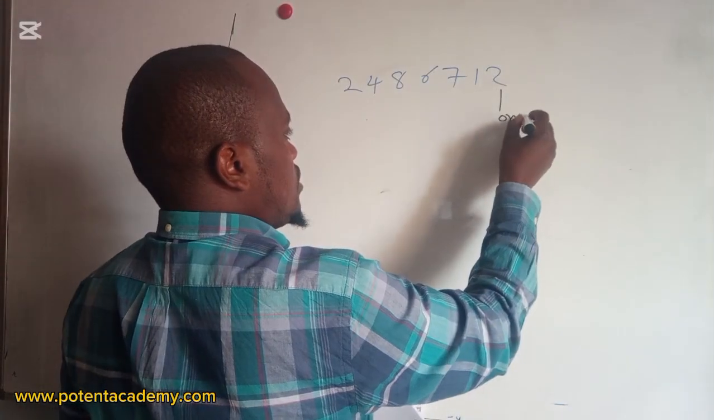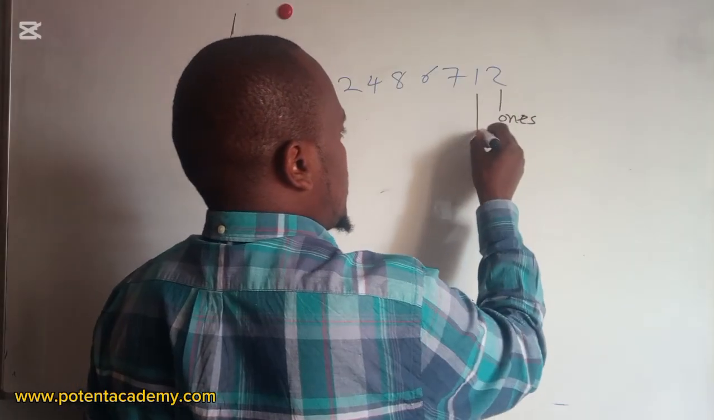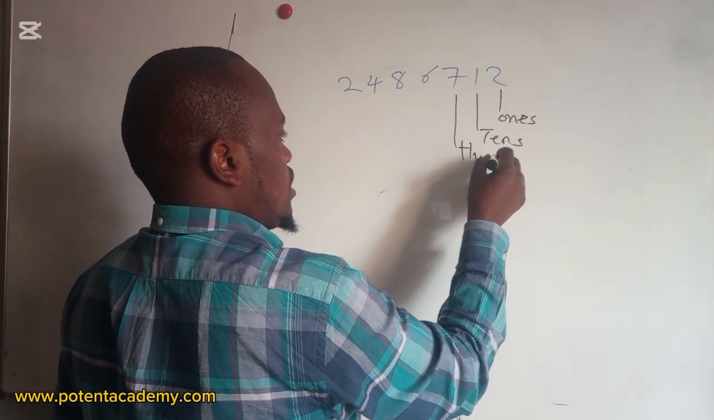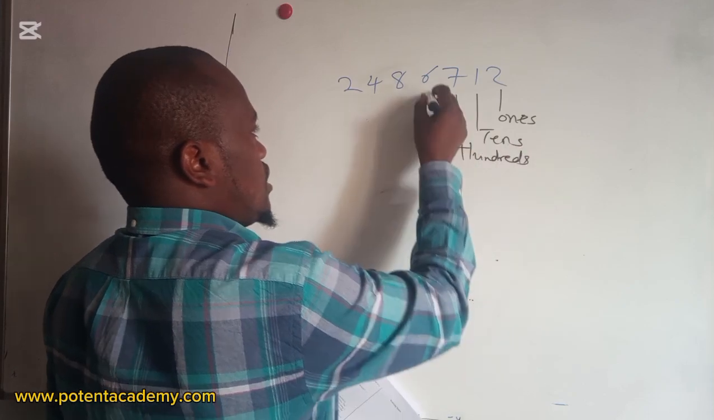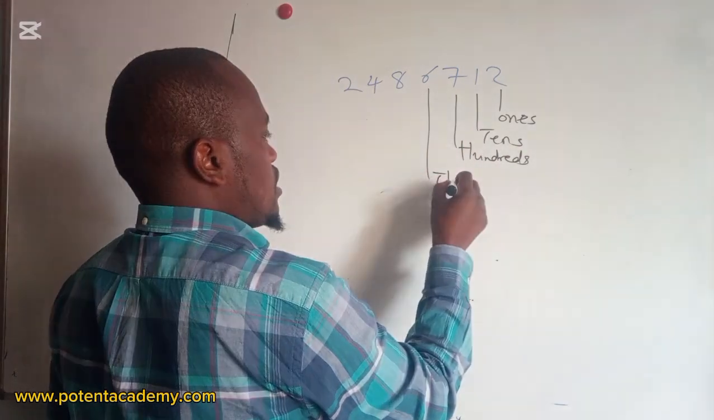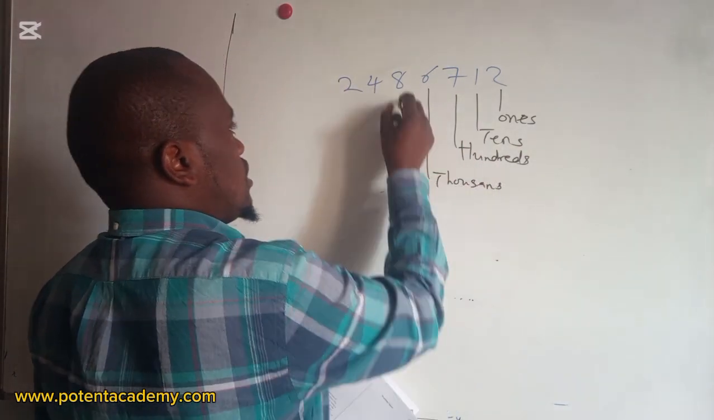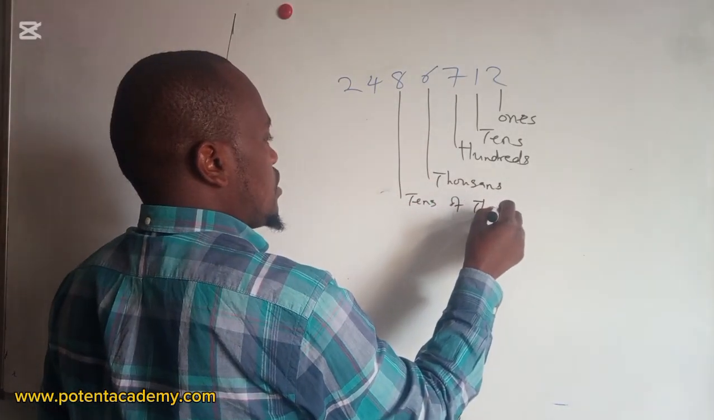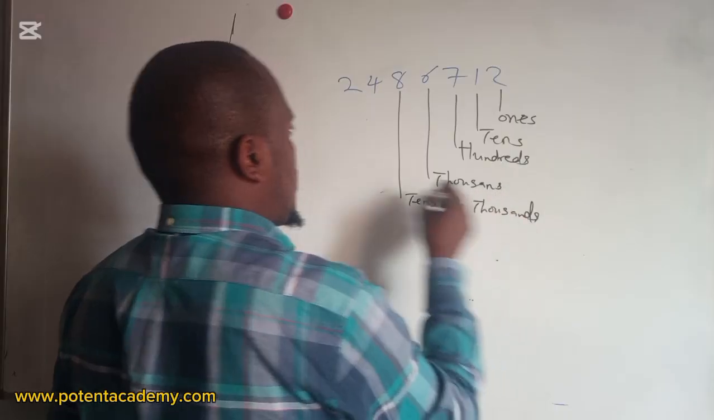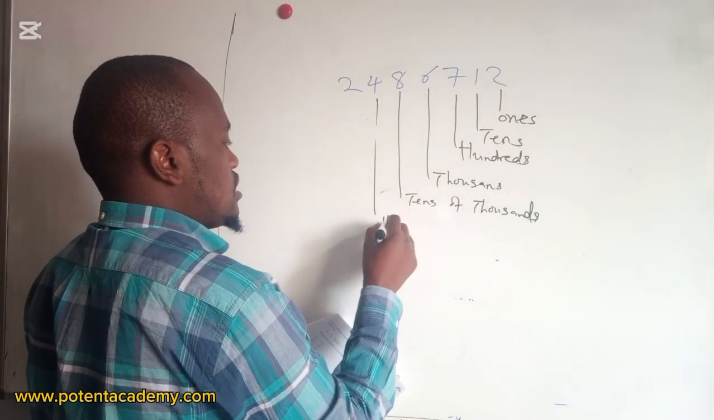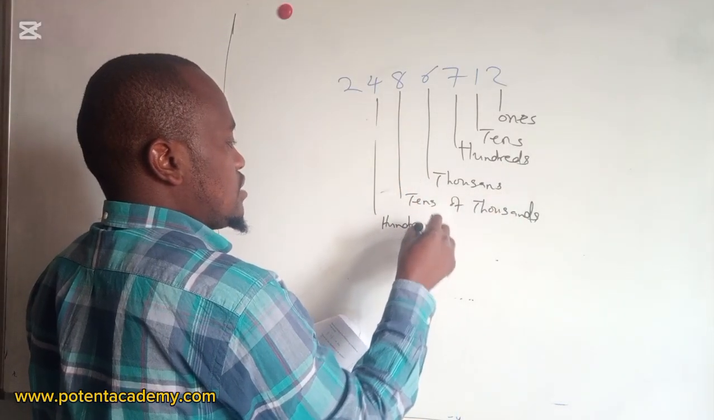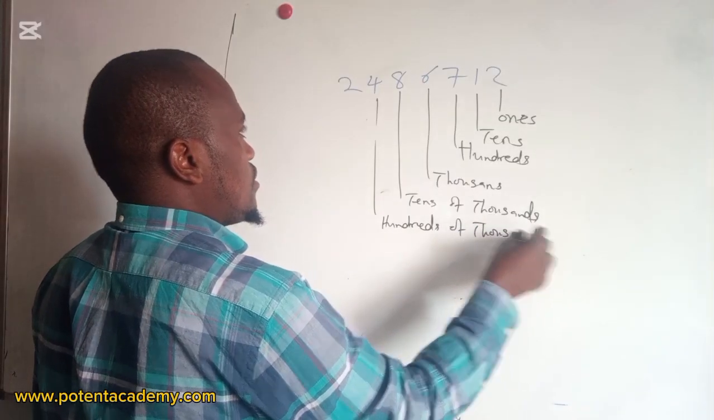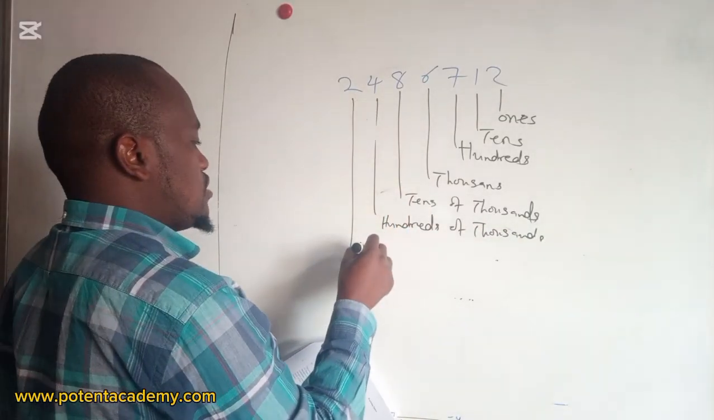This is ones, tens, hundreds, thousands, tens of thousands, and this one is hundreds of thousands, and this is millions.